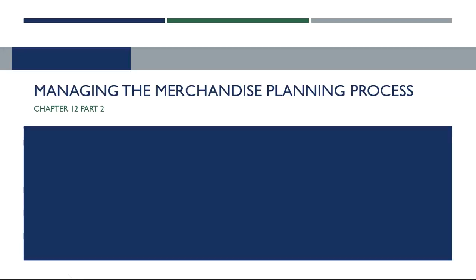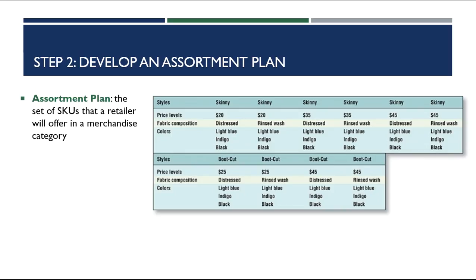We'll pick up right where we left off with step 2 of the merchandise planning process, which is developing an assortment plan. So we've gone through step 1, which was forecasting how many of a product category we're going to need. So now we're going to develop our assortment plan, which looks at the set of SKUs that a retailer is going to offer in each merchandise category in each store and on their website if they have one. So the assortment plan reflects the breadth and the depth of the merchandise category.